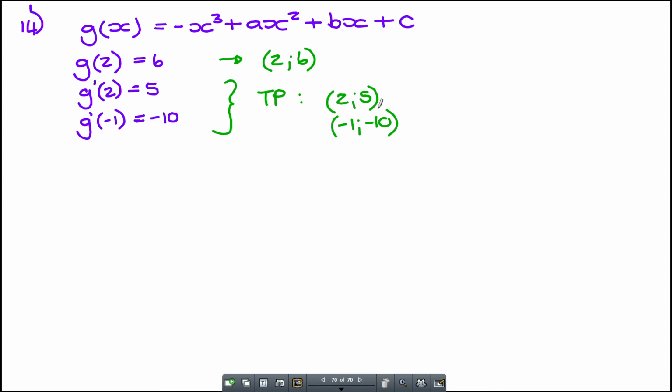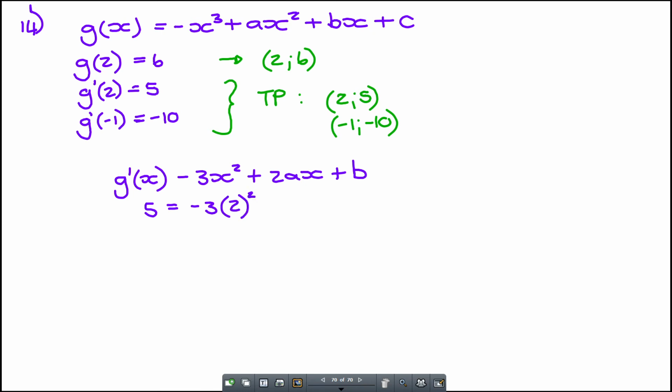Nou, kom ons kry gou. Ons gebruik gou daai eerste enetjie. First derivative gaan wees minus 3x kwadraat plus 2ax plus b. Now, first derivative is what we basically use over here, want dis mos gradient. Okay, so nou gaan ek instel. So 5 is equal to minus 3, and then instead of x, I know I can use 2.